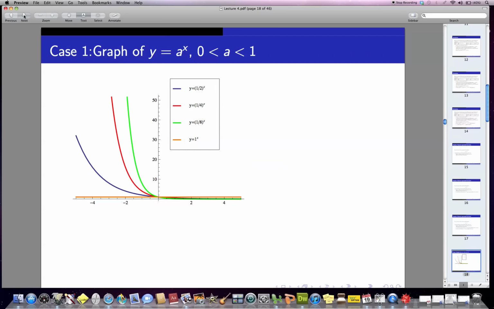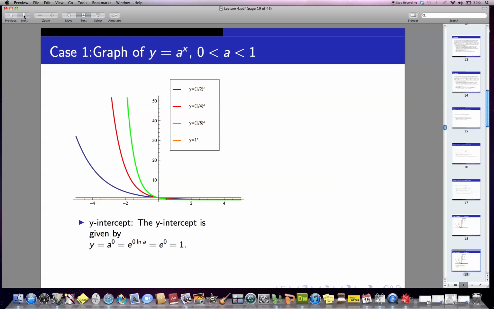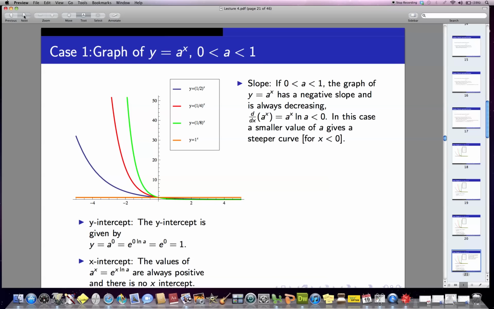And when a is between 0 and 1, we can apply our techniques from Calc 1 to find out what the graph looks like. First of all, the y-intercept is a to the 0, which is just really e to the 0, which is 1. And there's no x-intercept because a to the x is e to the x times ln of a, and it's always positive, so it never takes the value 0.